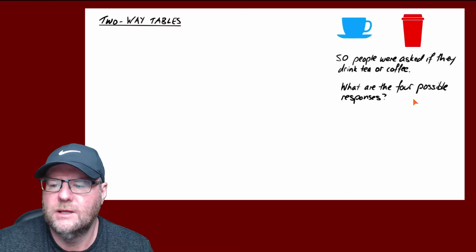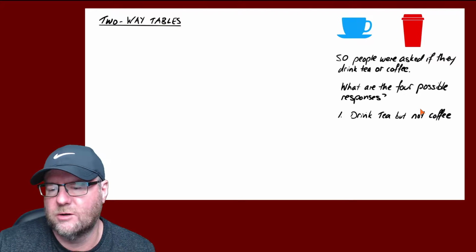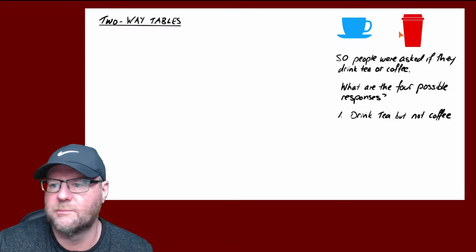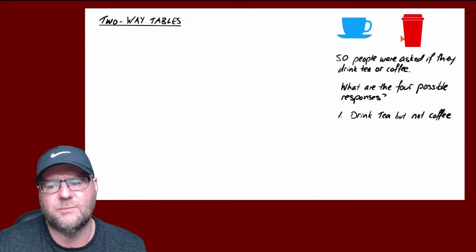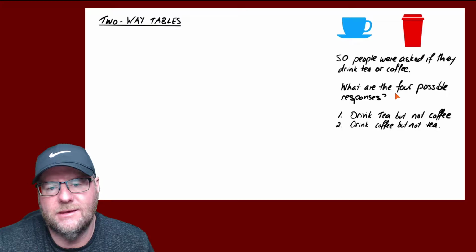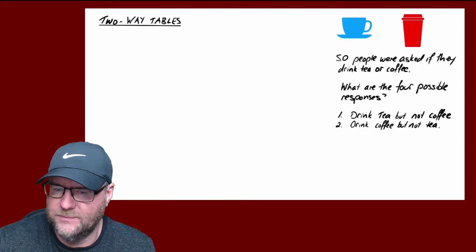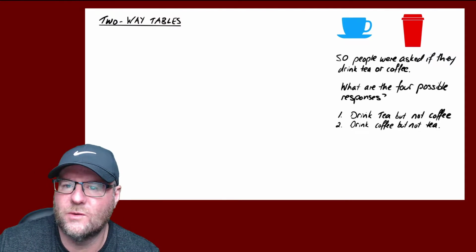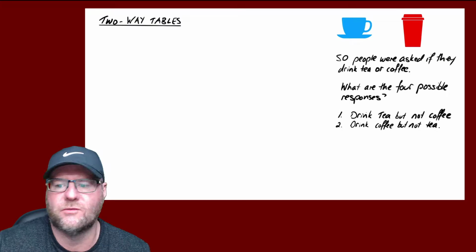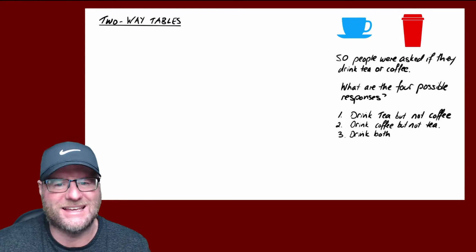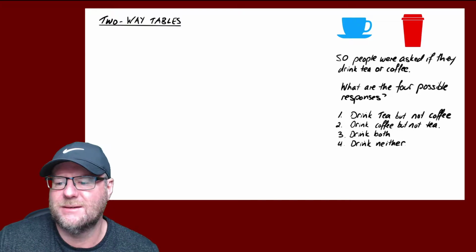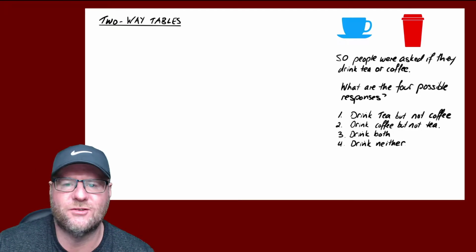Well, first of all, they could drink tea but not coffee. So they might be tea drinkers, but they don't like coffee. That would be one option. Okay. A second option might be the other way around. Well, they drink coffee, but they don't like tea. Can you think about what the third and the fourth ones might be? What if they drink both? Right? Sometimes they like a cup of tea, sometimes they like a cup of coffee, and then you're going to get some people that just don't like either, so they don't drink tea or coffee.